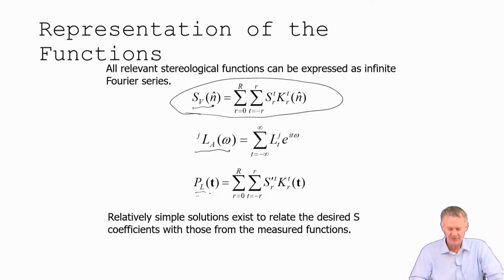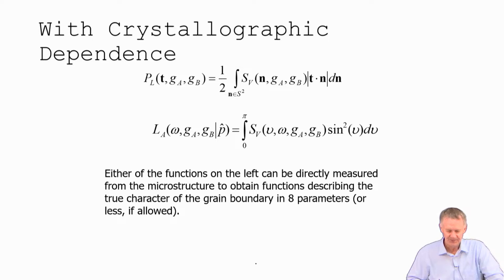They're all represented in Fourier series. And in the mathematics that's developed, we can use these coefficients to come up with the desired coefficients. That's the stuff I just talked about briefly before. We can also add crystallographic dependence. So now if we want S sub V as a function of N, we can add in orientations, A and B, or we can add in delta G, A, B, something. We can add in whatever crystallographic dependence we want.